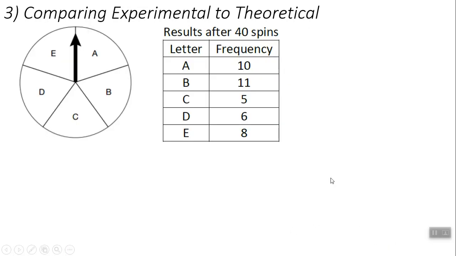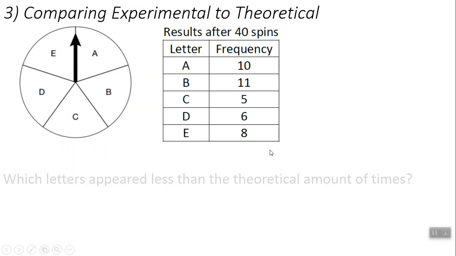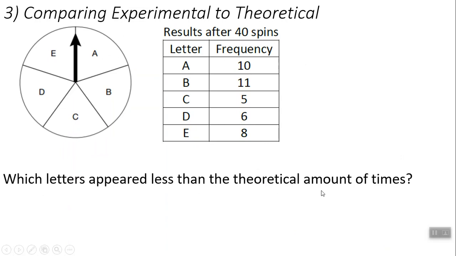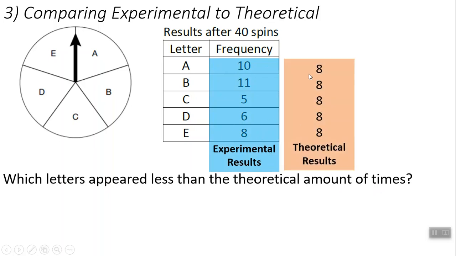All right, next. We've got a spinner, 40 spins. We've got these letters, and here are the results. Which letters appeared less than the theoretical amount of times? Well, this is showing the experimental results. Theoretically, they would all appear 8 times because if you set up a proportion, each of these has a 1 in 5 chance of appearing. Out of 40 spins, you just do your cross product, you get 8. So theoretically, they'd all appear 8 times.